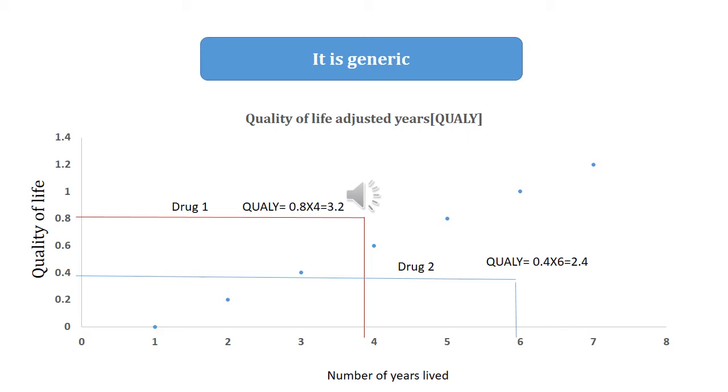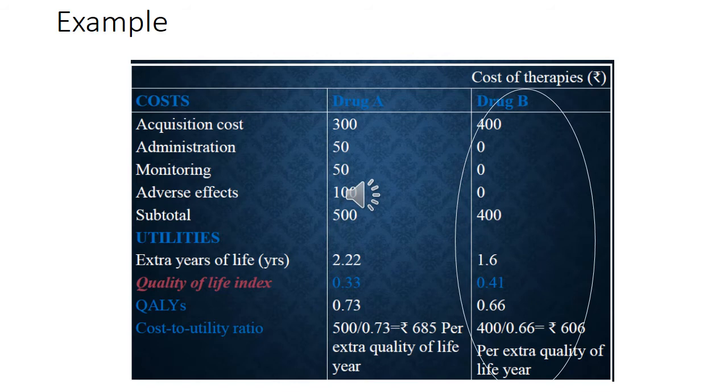So cost utility analysis is not a unidimensional concept where you only measure the number of years that a person has lived, but you also measure the quality of those particular years. So it is a very generic concept, and now let us understand how this assessment is done of cost utility using an example. Consider two drugs, drug A and drug B.